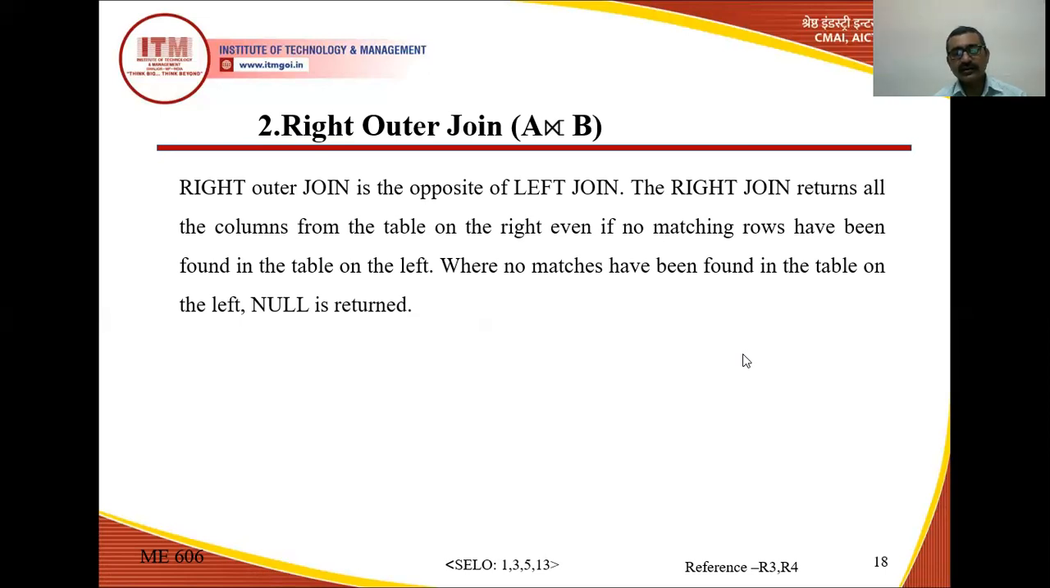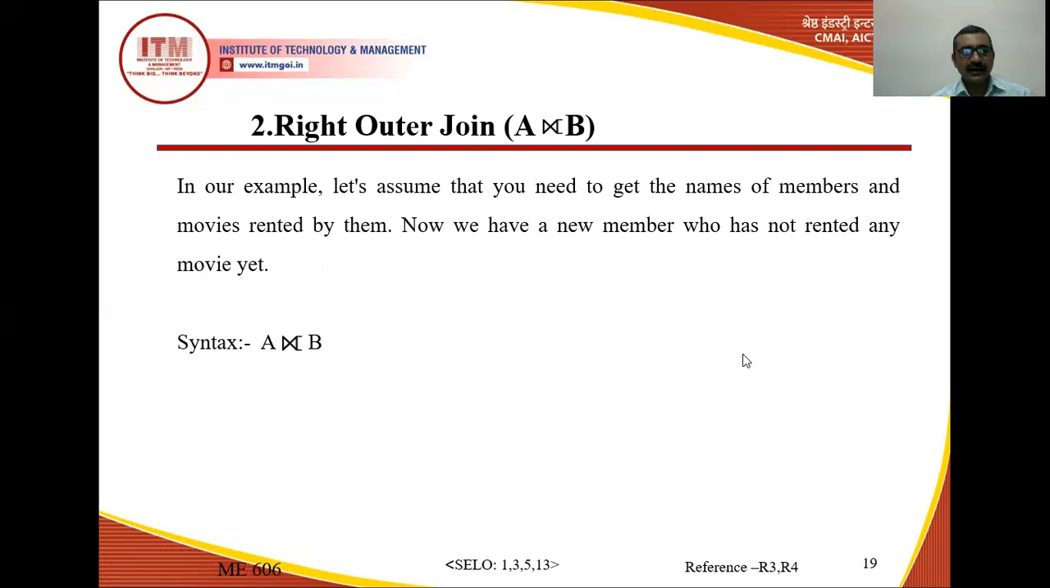In the case of the left outer join, if there is no match, the right side is null. In the case of the right join, if there is no match in the table, then the left is null. So where no matching has been found in the table on the left, null is written. Okay. So again, we have to perform the right outer join. So in our example, let's assume that you need to get the name of the members and the movies written by them. So now we have a new member who has not written any movie yet. Okay.